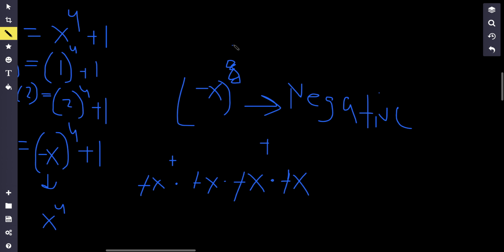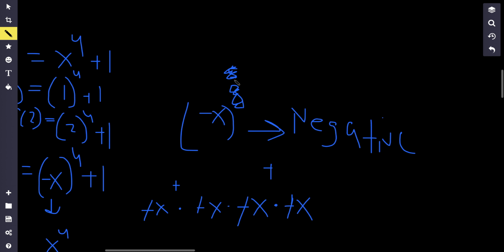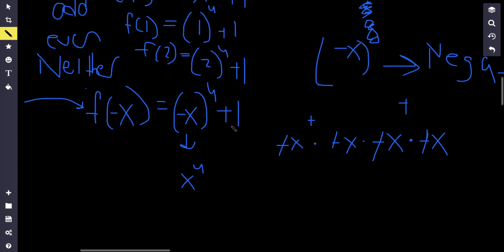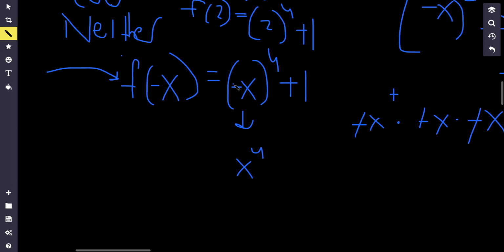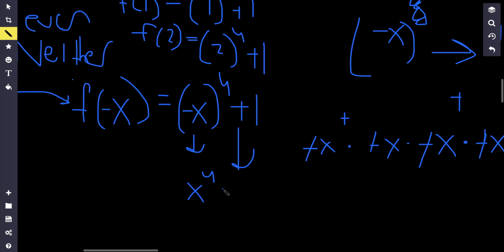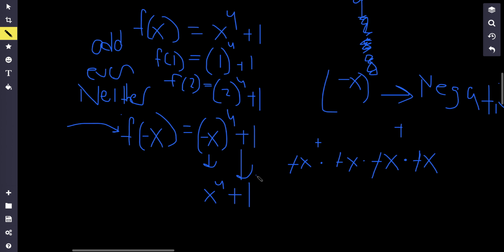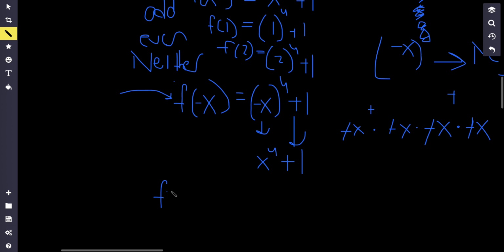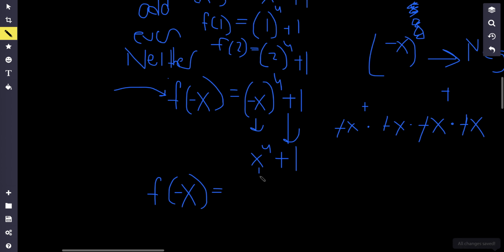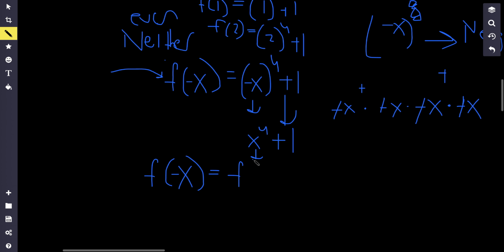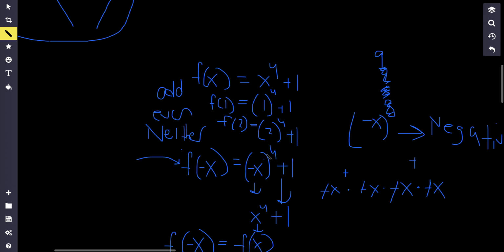If it's an odd power, let's say negative x to the seventh power, negative x to the ninth power, if the exponent is odd, it's going to be negative. So we just conclude that negative x to the fourth power is x to the fourth power, and then we still have this plus 1 at the end. And what you notice is that f of negative x, when we substituted negative in for x, we have the same result as f of x. Right? X to the fourth power plus 1 is f of x.